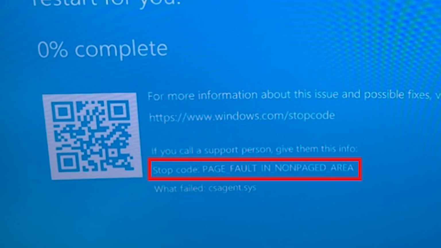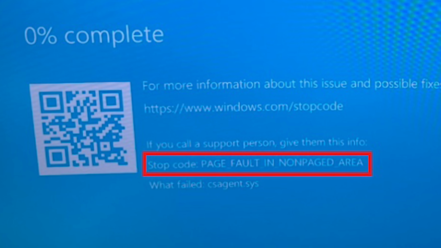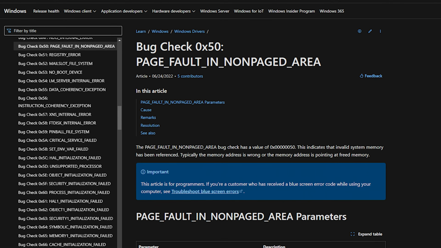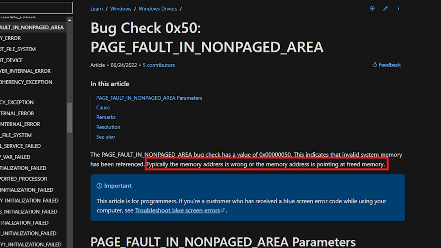Anyway, for all the nerds out there, it seems like the actual error is a page fault in non-page area. If we take a look at the Microsoft documentation, it seems to be an error that relates to a wrong memory address, or the memory address is pointing at freed memory. I'm guessing that it's most likely a line of code in C or C++ which pointed to the wrong memory address. In simple terms, we can think of it like a person delivering your online shopping to a home address that doesn't exist. For a computer, that's a really bad thing.